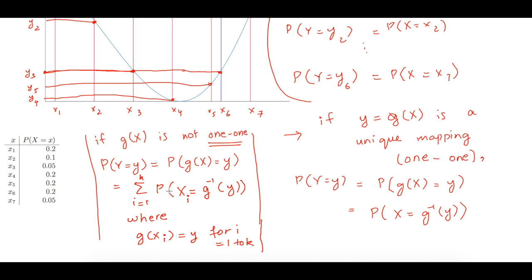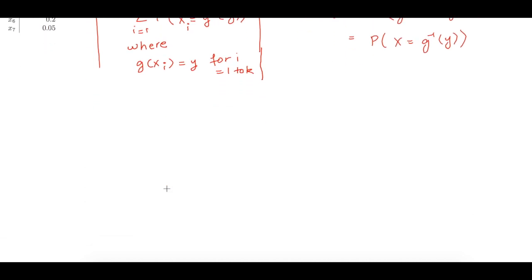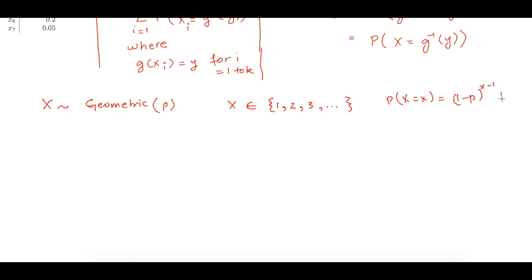Okay. So let's do an example to illustrate this. So let's say we have x, this is a geometric random variable with parameter p. So what is the support of x? So x is in 1, 2, 3, they are all natural numbers here. And what is the probability of x is equal to x? This is equal to 1 minus p to the x minus 1 times p. And let's say we have y is equal to u of x minus 3.